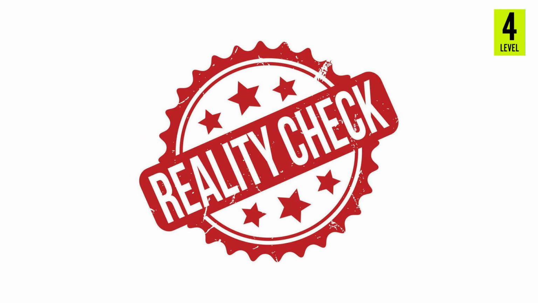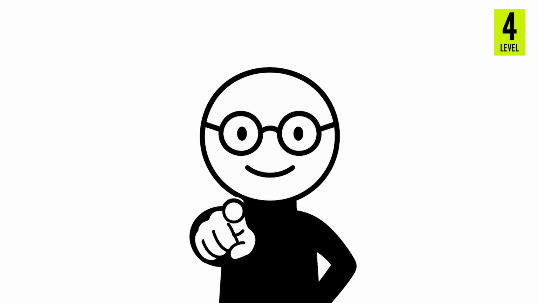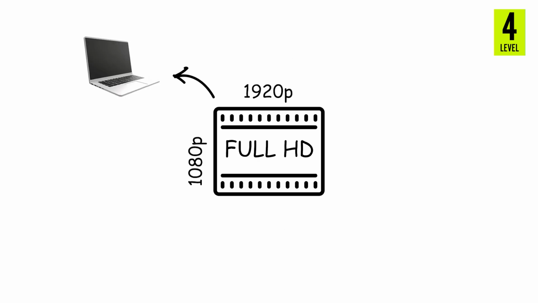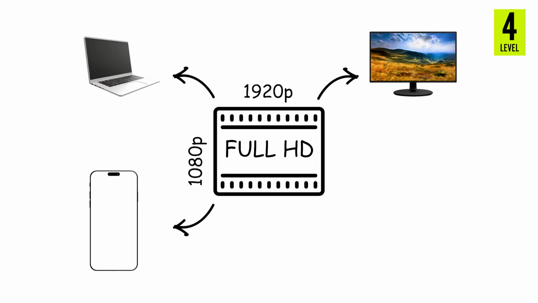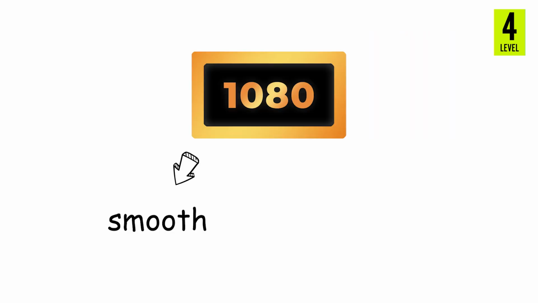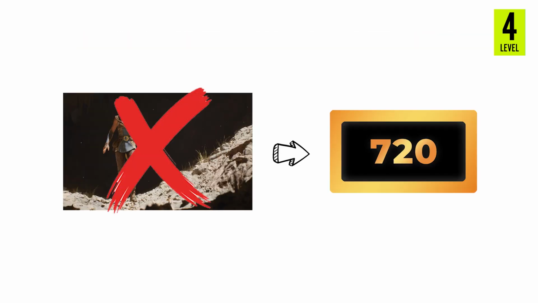1080p. Reality check. This is almost certainly the screen you're reading on right now. Full HD, 1920 by 1080, is the most used resolution on the planet. Laptops, phones, monitors, TVs, all of it. It's the first one that's smooth and sharp at the same time. In a game, you can pick out wrinkles in fabric, blades of grass, the stitching on a jacket, detail that simply doesn't exist at 720p.